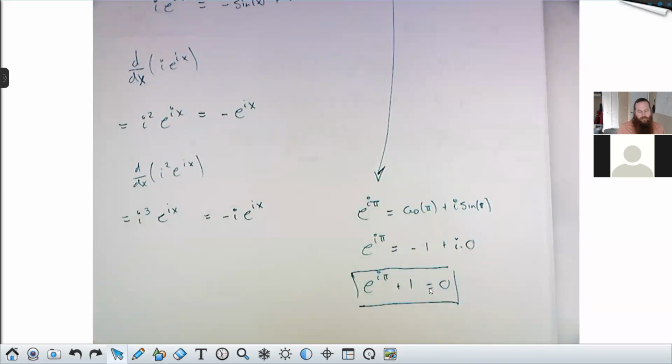This is neat for a number of reasons. It has all of the important constants, e, i, pi, 1, and 0. It has all of the important operations like equality, addition, multiplication, exponentiation. And it shows the interplay between these really important constants and really important arithmetic operations in a way that is kind of mind-blowing. I didn't believe this the first time I saw it.